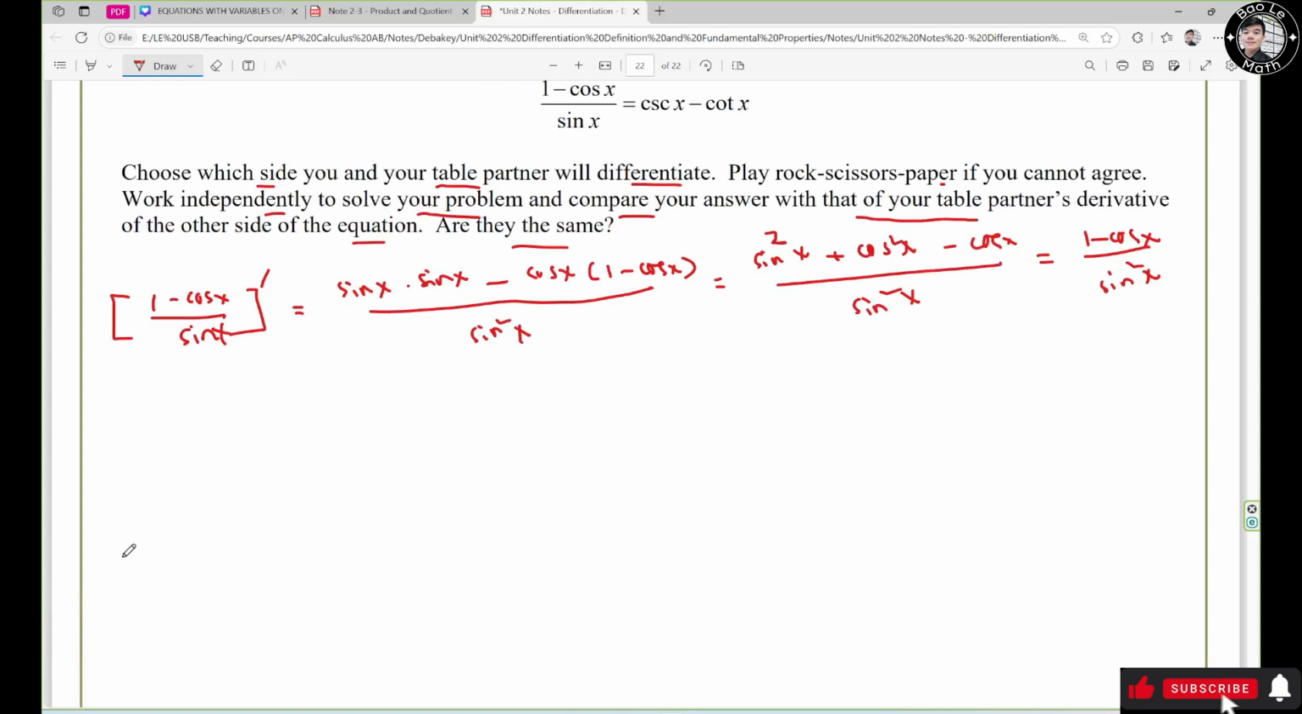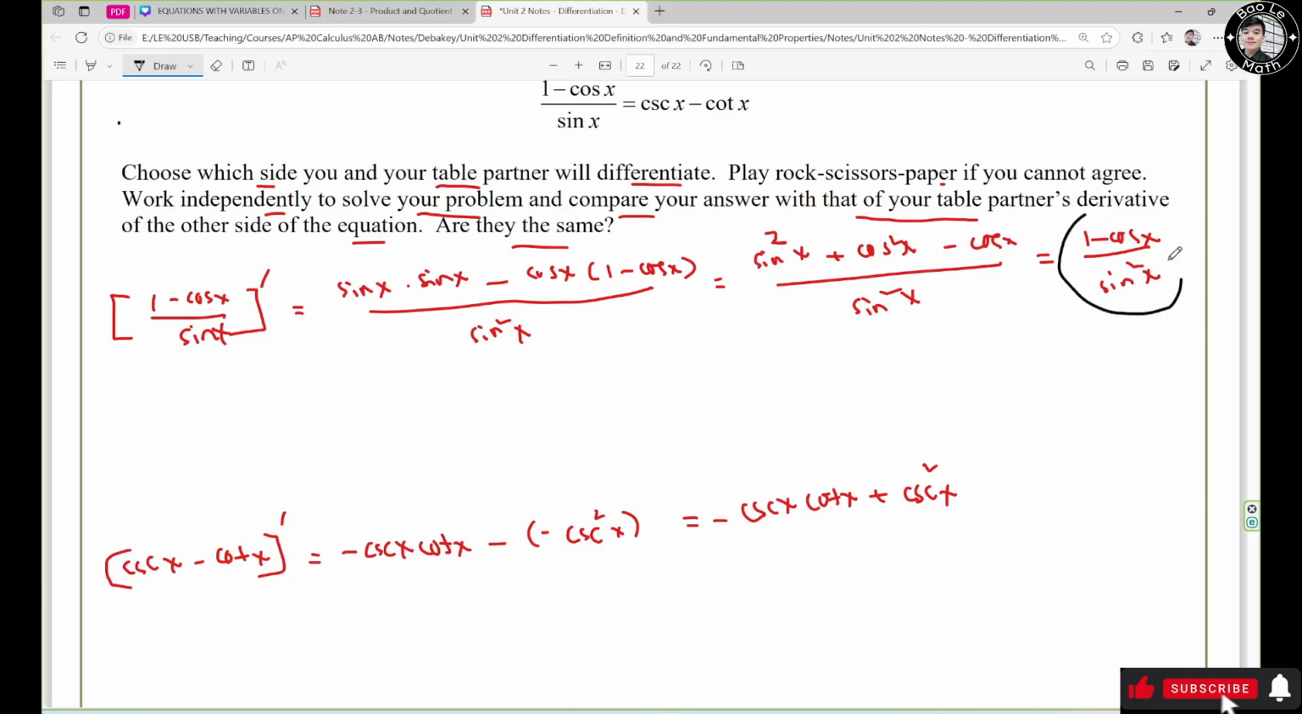Second one, I need to take the derivative of cosecant s minus cotangent s. So the derivative of cosecant s is going to be negative cosecant s cotangent s. Now the derivative of cotangent s is going to be negative cosecant squared of s, so minus negative cosecant squared of s. Now I'm going to simplify this one. This turns out to be negative cosecant s cotangent s plus cosecant squared of s.